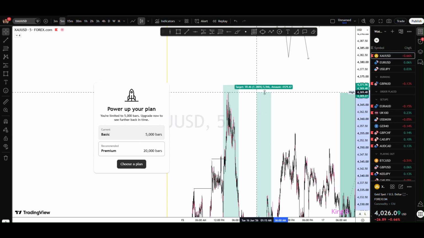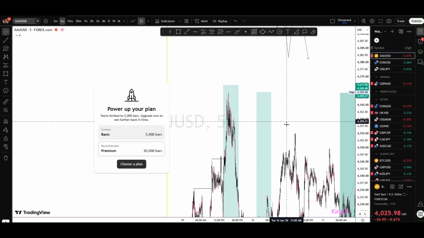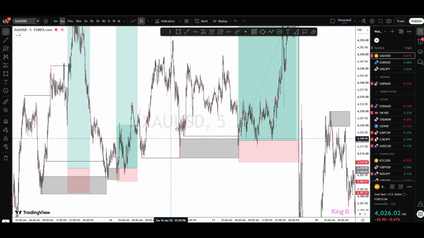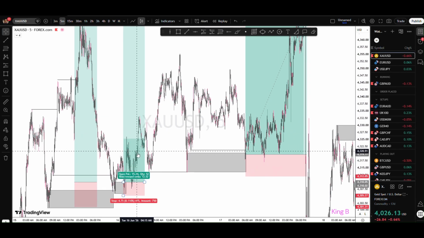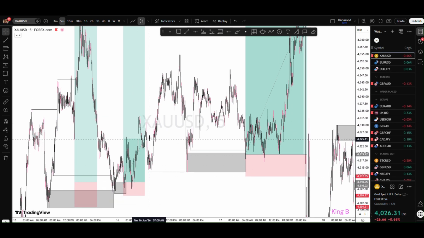So this is the high it created. This is the high we're aiming for. Did the market get there? Let's see. From this entry, this is about 12 hours. So if you are risking $10 on this, you should be having 120 in return.